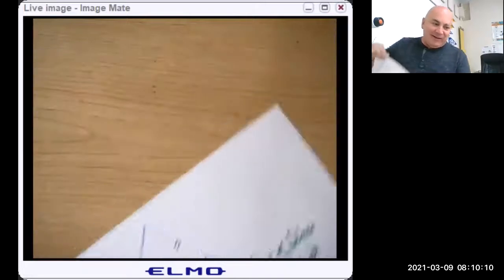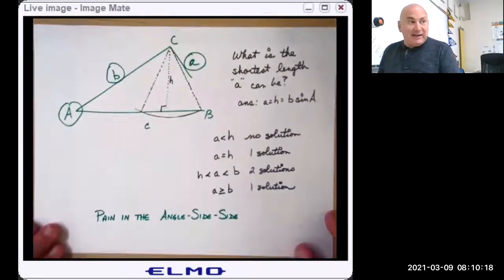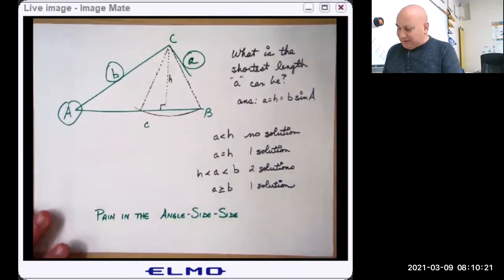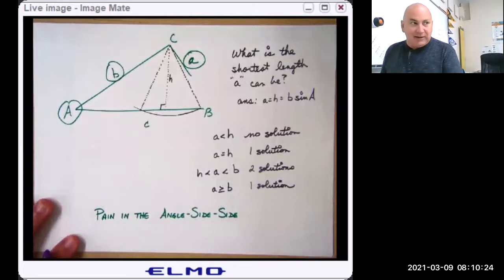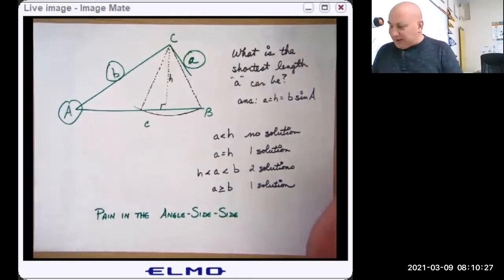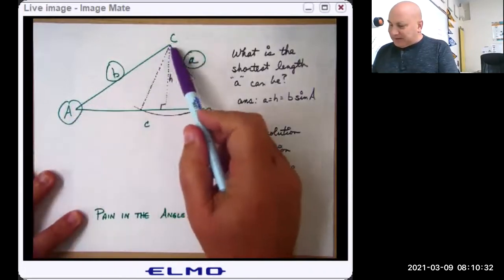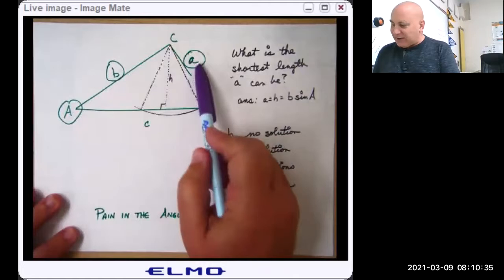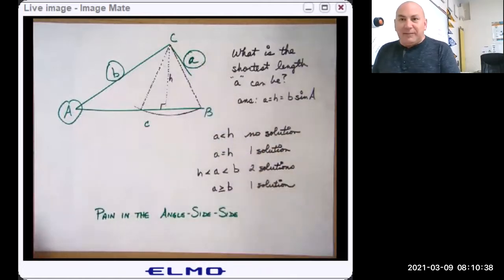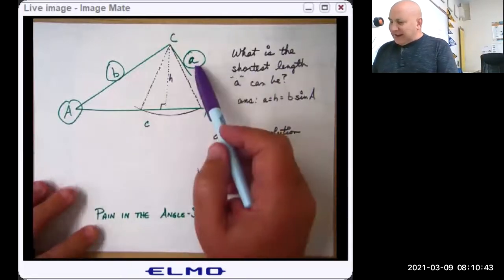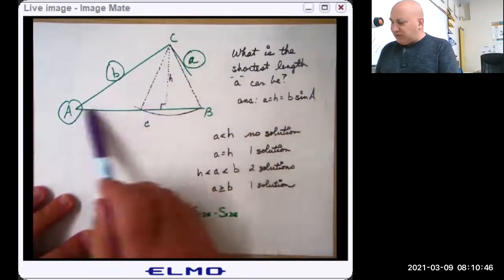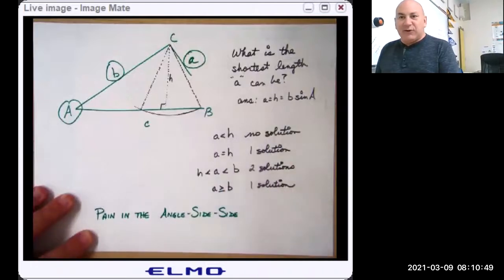Now, there is a situation, and that's when you have angle, side, side. I refer to it kind of humorously as a pain in the angle, side, side, because there are two possible answers. So let's say that I'm given this angle A, this side B, and side A over here. There are three possible situations here. One, side A is too short. It won't even touch this side down here, in which case there's no solution.